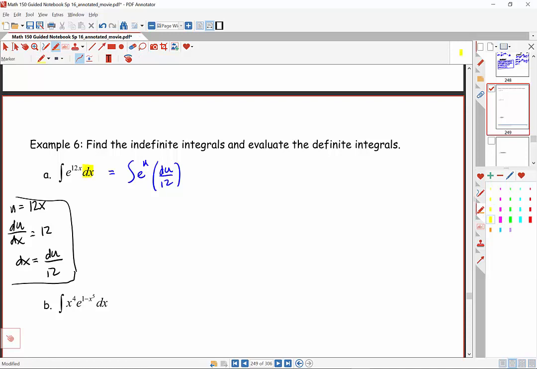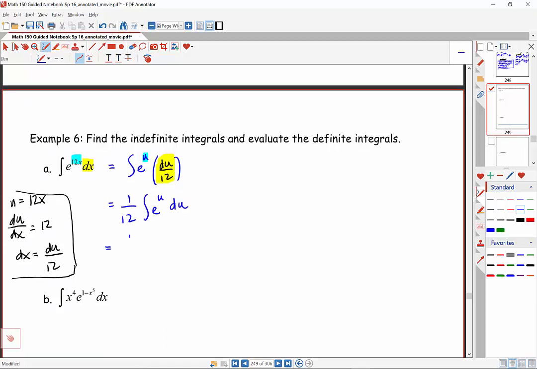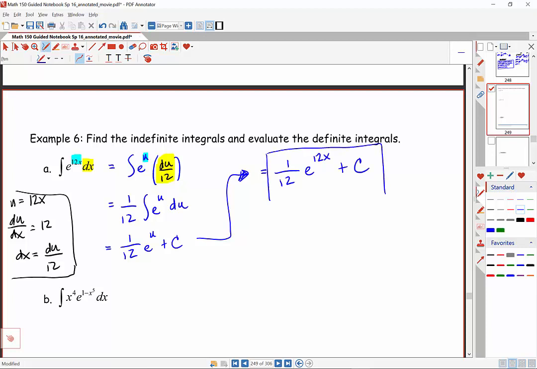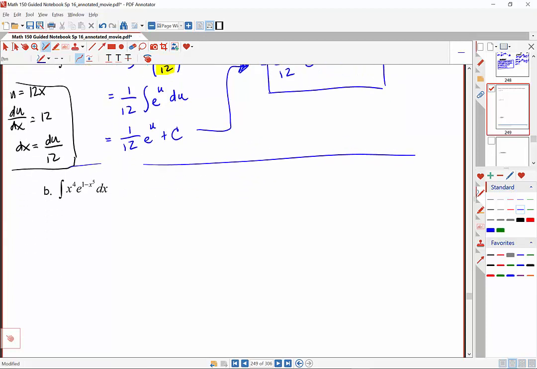So we would have, this is equivalent to e to the u, and then times du over 12. So dx was du over 12, and then u was the power. So this is going to be 1/12 times the integral of e to the u du, and that will give us 1/12 e to the u plus c. Back substituting, we'll have 1/12 e raised to the 12x plus c. Okay, awesome.